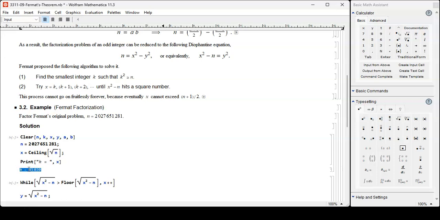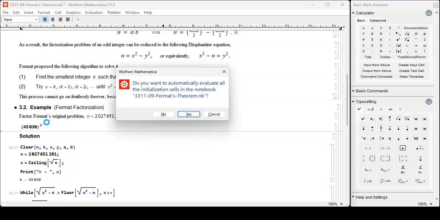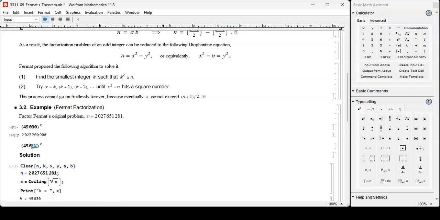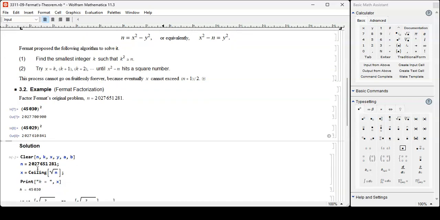So let's see. 45,030 squared. Yeah, okay, that's greater than this number, 2,027,651, there's a 700-something. But if you go down 1, now this is less than this.